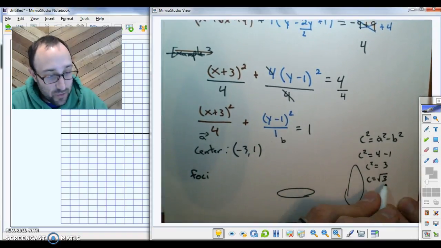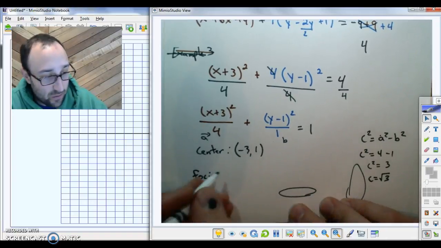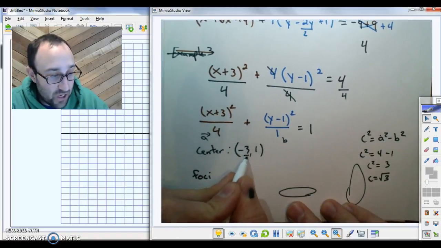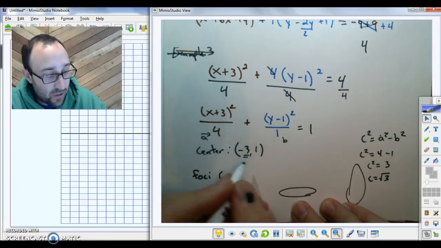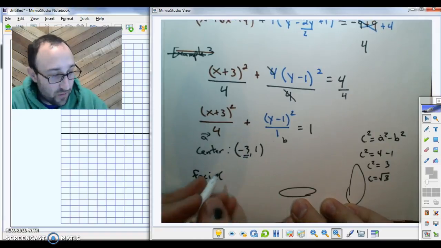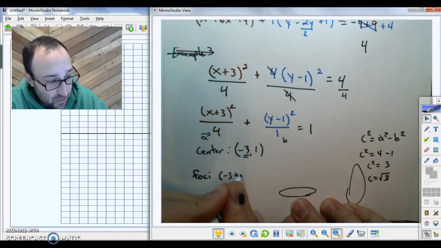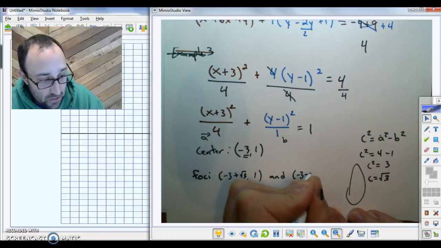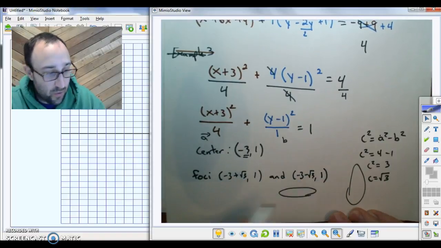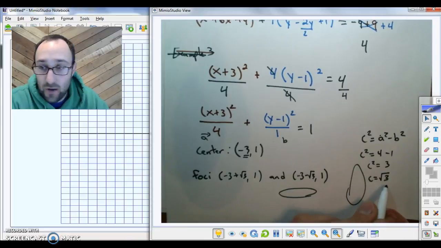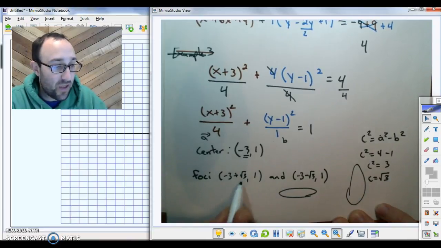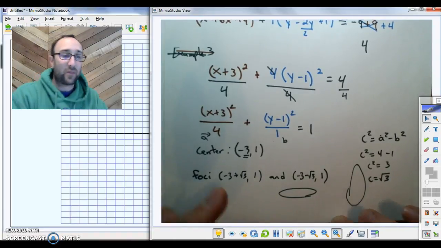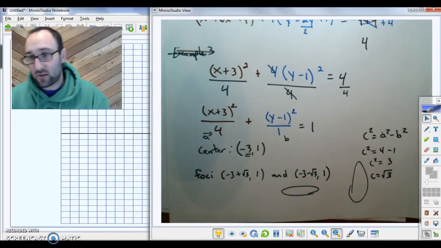Okay, so they are square root of 3 away from the center, and it's going horizontally, so we're going to change this one, so the foci are going to be to the left of this and to the right of it. So it'd be -3 plus the square root of 3, comma 1, and it'd be -3 minus the square root of 3, comma 1. Okay, those would be our foci. Notice how it's whatever c is, plus and minus on the opposite sides of the center. Okay, so if we go and graph this, let's go ahead and do that.